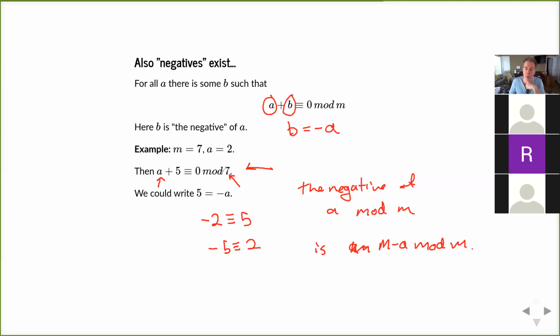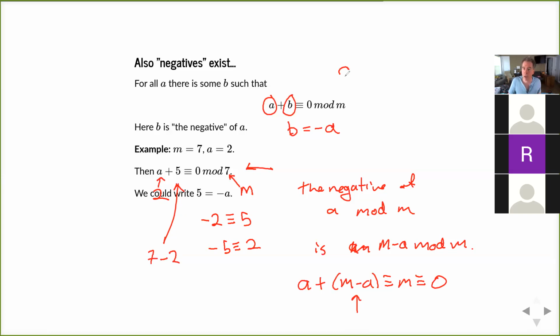Notice that that's true here. So m is equal to 7, a is equal to 2, and what is 5? 5 is 7 minus 2. And it has to be that way because a plus m minus a is congruent to m, which is congruent to 0. And so there's always going to be exactly one solution here. So everything has exactly one negative.